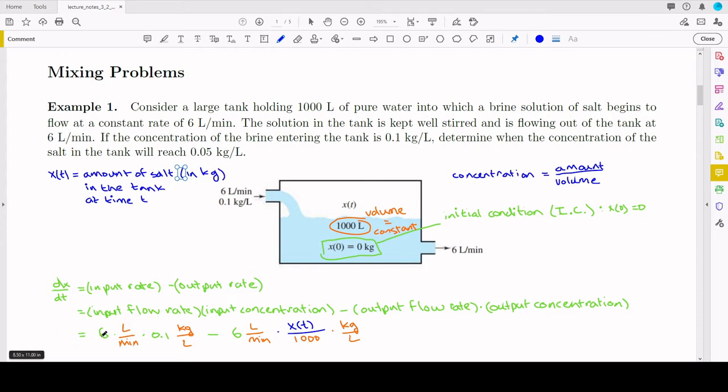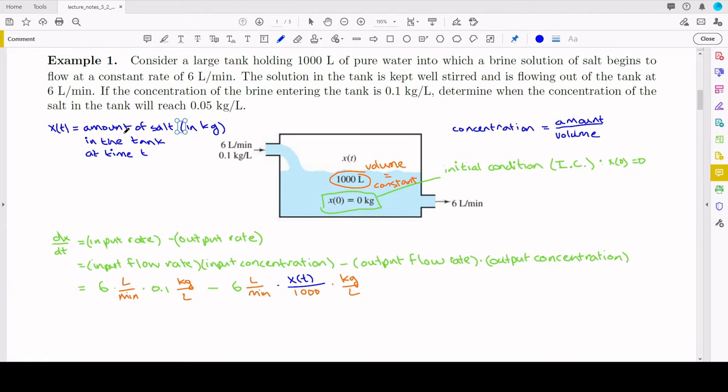Okay, so when we combine all of this, what we see is that liters here and liters here cancel out for the units. So the units here are kilograms per minute, and here it's also going to be kilograms per minute. And then what we have for our differential equation is the following.